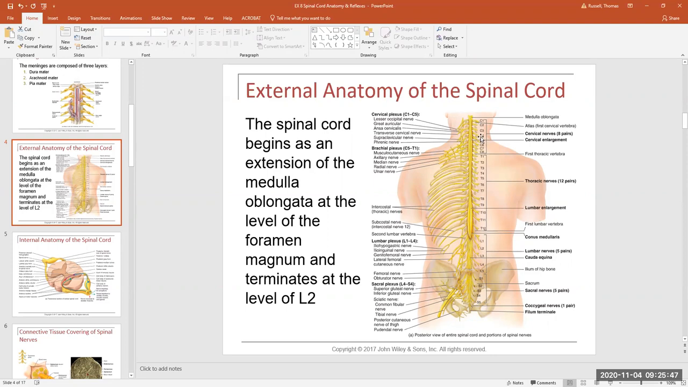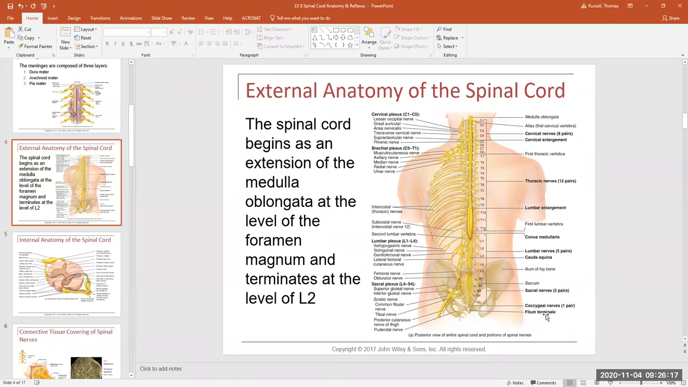We have the cervical enlargement. We have the lumbar enlargement. You have the conus medullaris, that little point. You have these nerve fibers that come down the rest of the spinal column called the cauda equina. Cauda means tail. Equina is horse. So it looks like a horse's tail. That's why it's called cauda equina. Then down at the bottom, you have the attachment called the filum terminale.